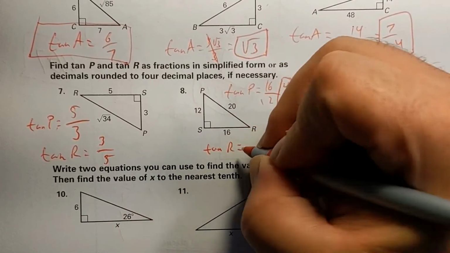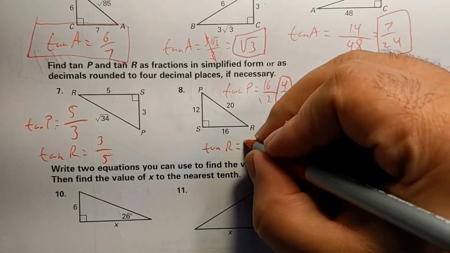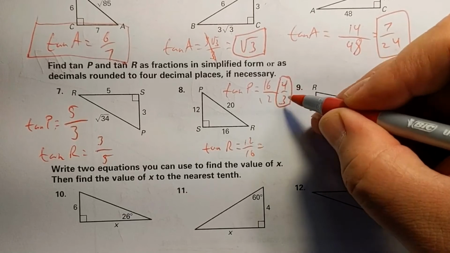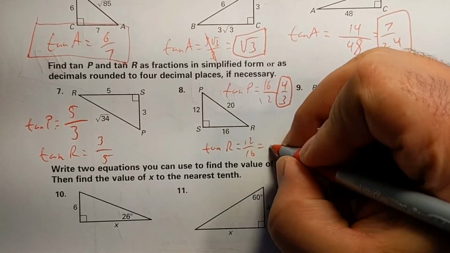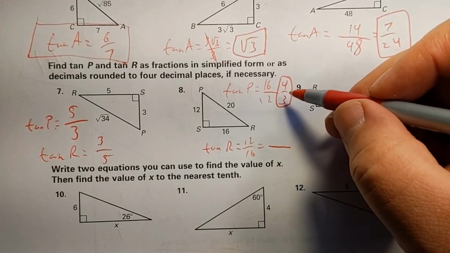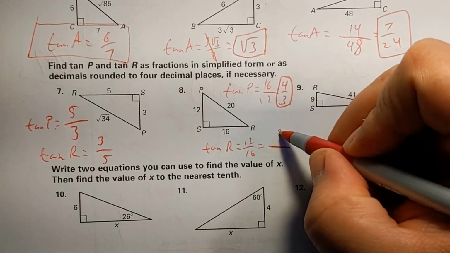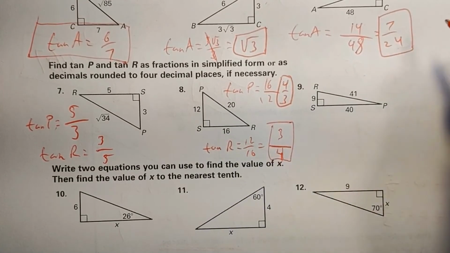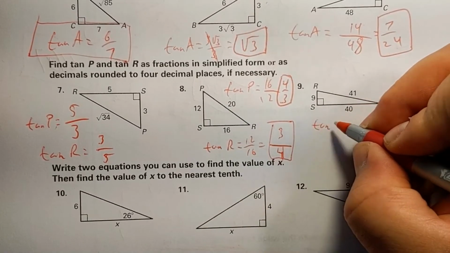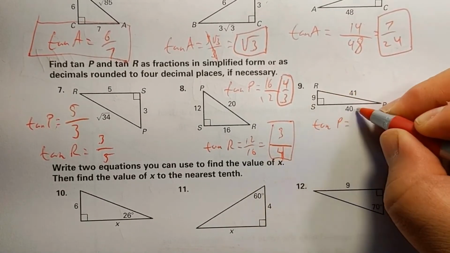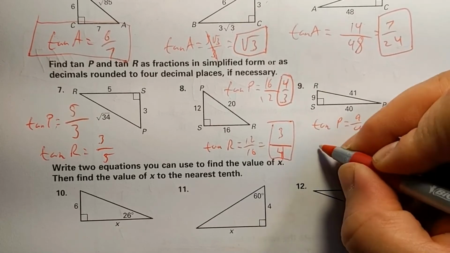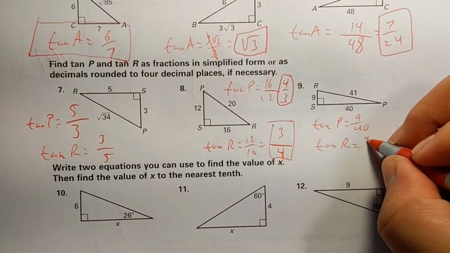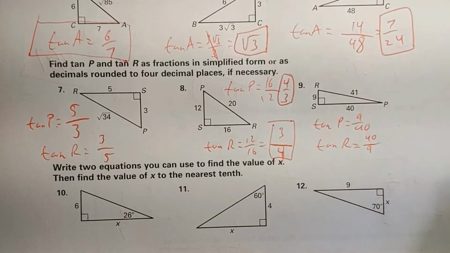And then for the tangent of R, I go opposite over adjacent, 12 over 16. And since I already reduced this, and I know it's the same numbers upside down, I don't even need to think about it again and reduce again. I can just put the 3 on top and the 4 on the bottom, and that will be the tangent of R. Over here, tangent of P would be opposite over adjacent, 9 over 40, and then the tangent of R would be opposite over adjacent, it would be 40 over 9.